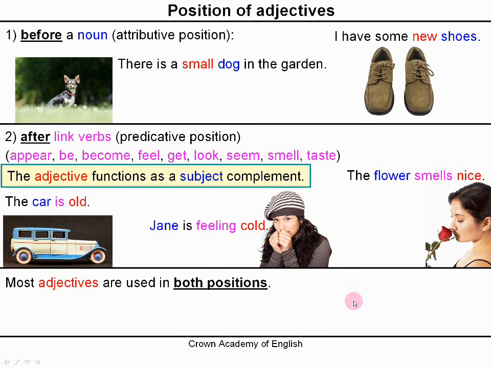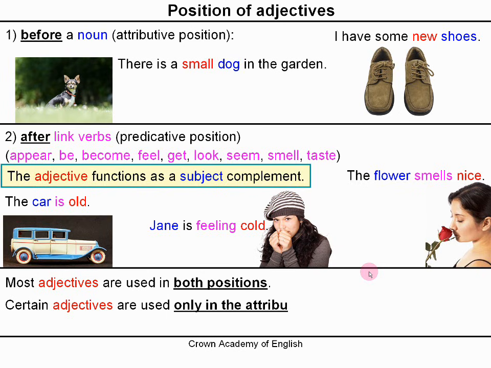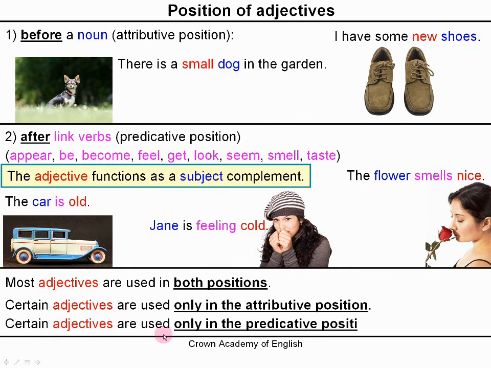Okay, so most adjectives can be used in both of these positions. But there are some exceptions. So there are two exceptions, two groups of exceptions. The first group, certain adjectives are used only in the attributive position. So certain adjectives can only be used before the noun. And also, there are certain adjectives which are used only in the predicative position. So only used after link verbs. And we will now look at those exceptions.